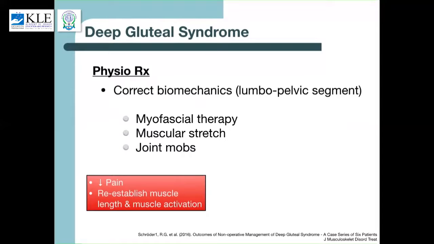And your main aim is the decreasing of pain, and you want to re-establish that muscle length and muscle activation in that region. Balance is everything across the hip joint, and that is flexion to extension, abduction to adduction.